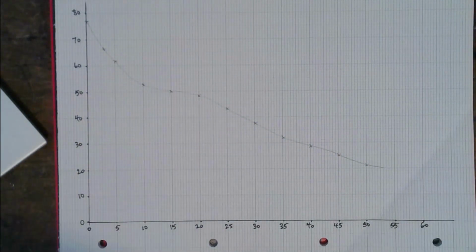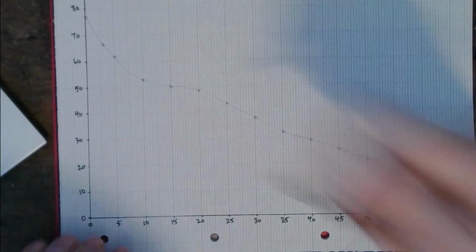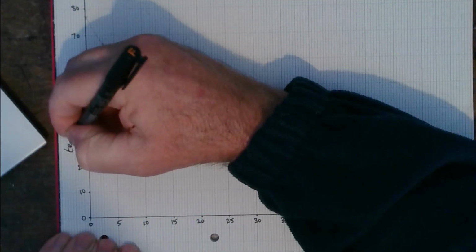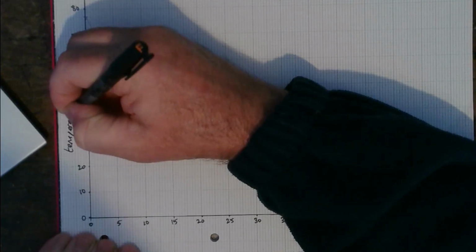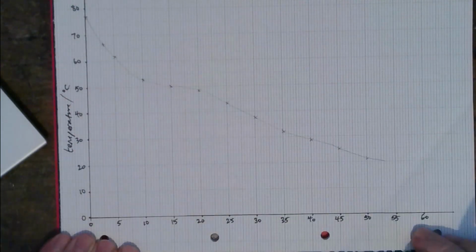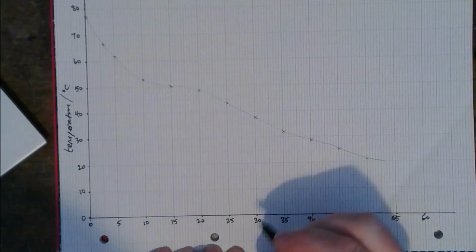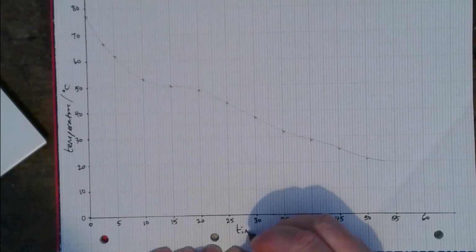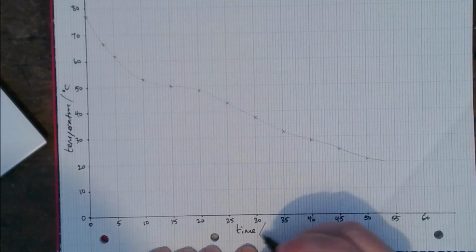Okay, I've got a graph here and I'm going to do some gradients. It's a cooling curve. On the y-axis I've got temperature. I've got to put my units on there, otherwise it doesn't mean anything at all. It's temperature in degrees Celsius, and on the x-axis I've got time, in minutes.